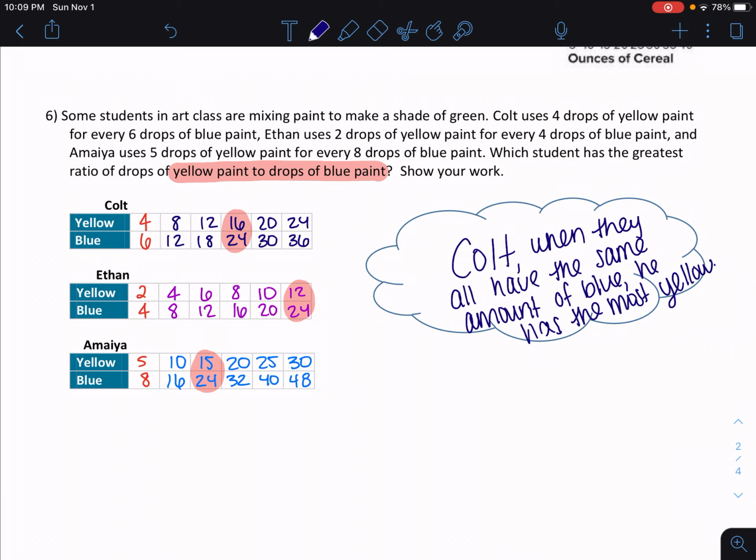Okay? So when they all have the same amount of blue, Colt has the most yellow. And again, that second quantity is the one that we want to be the same.